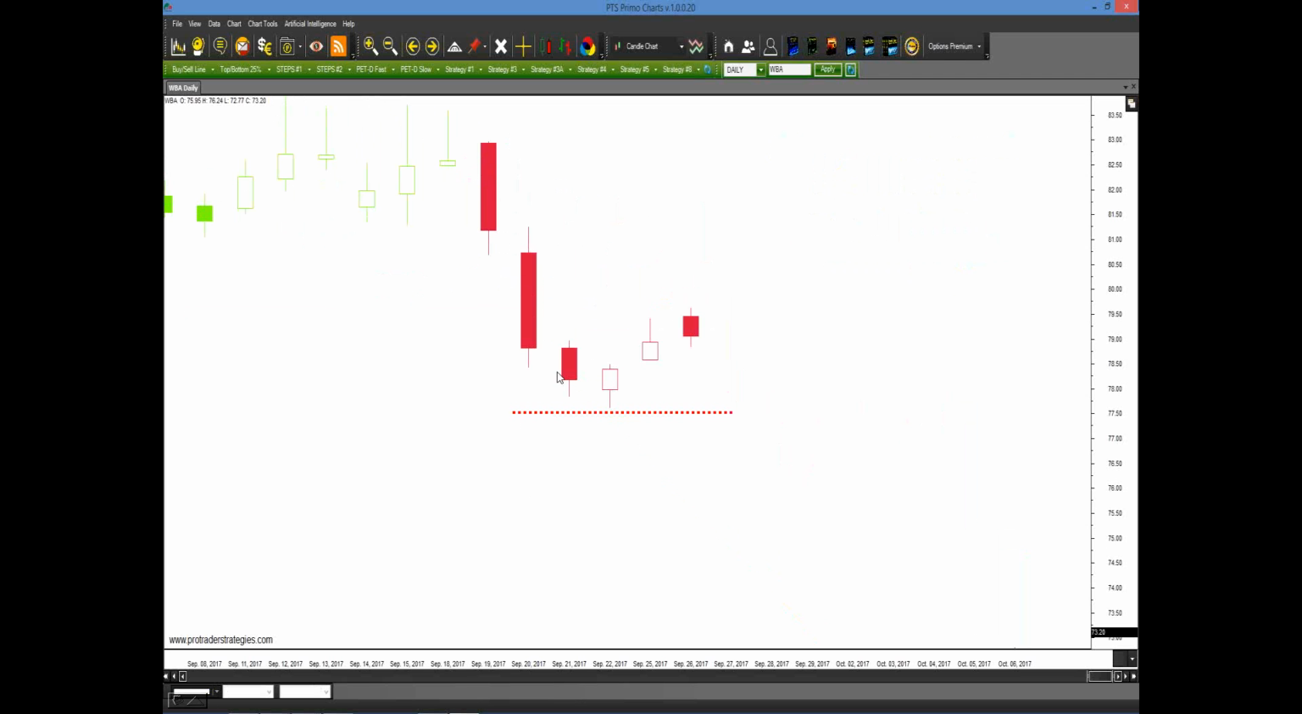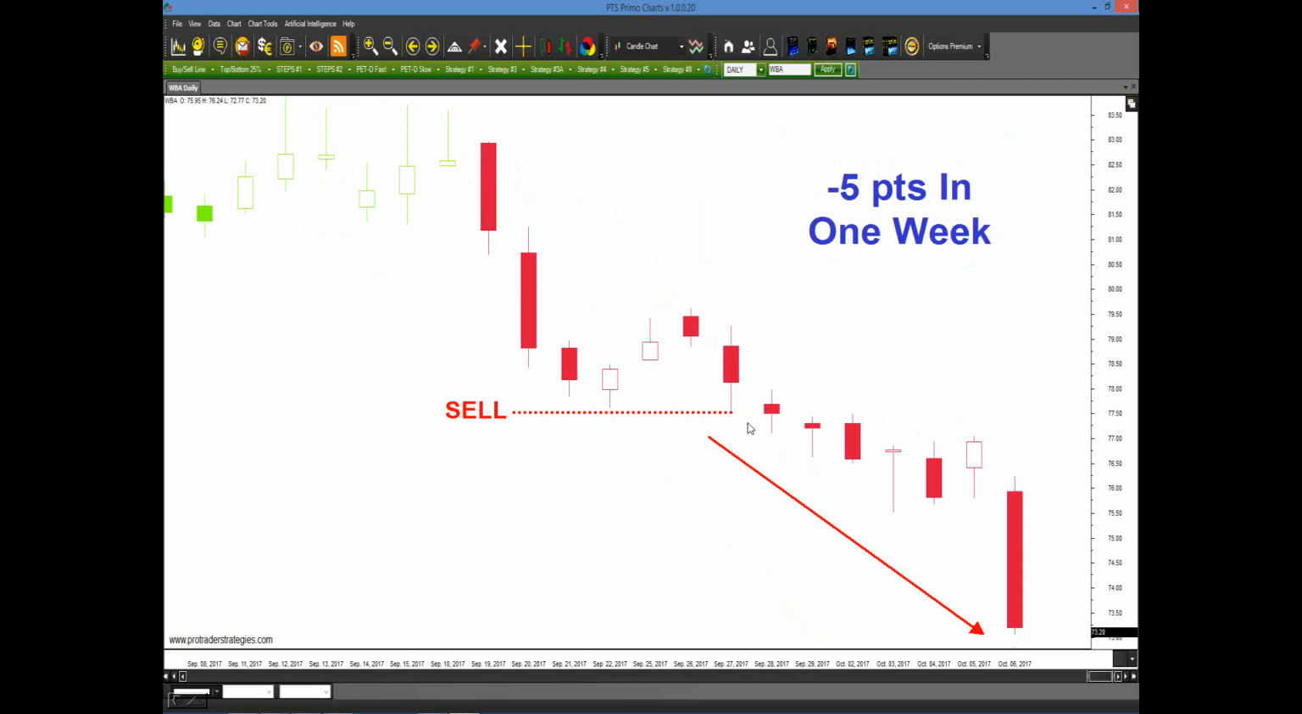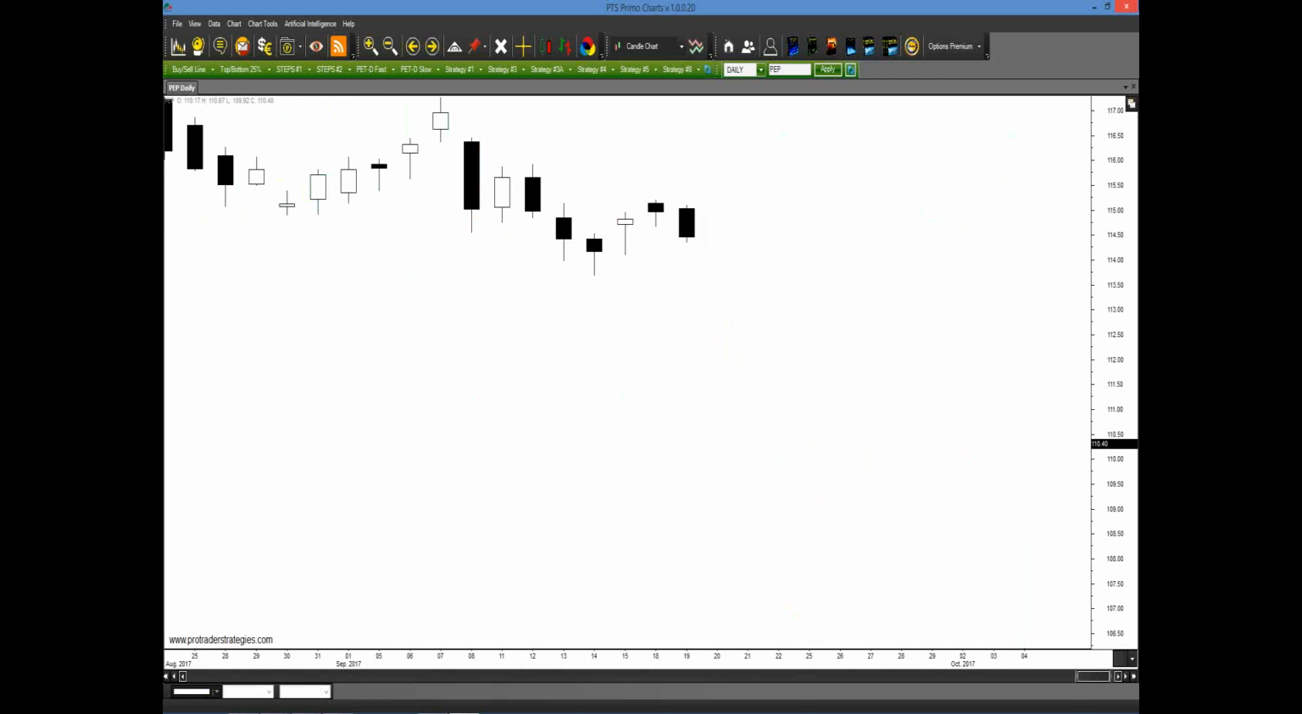But we can only sell if we see this 3-bar pattern, which we have here, and all the bars must remain red as we go lower, which it did. So we got short and made another 5 points coming into this past week to the downside. Okay, this is how simple it is when you learn how to listen to the market.